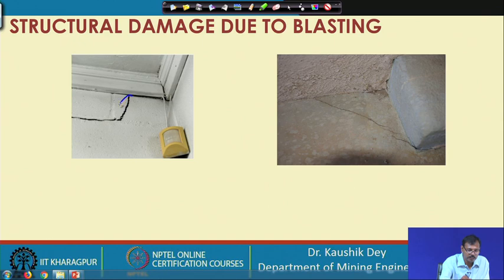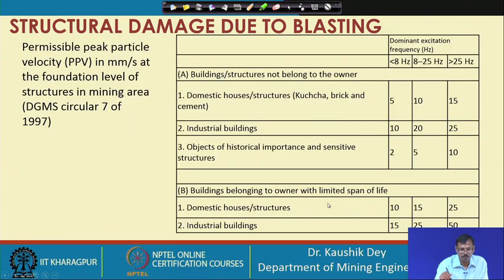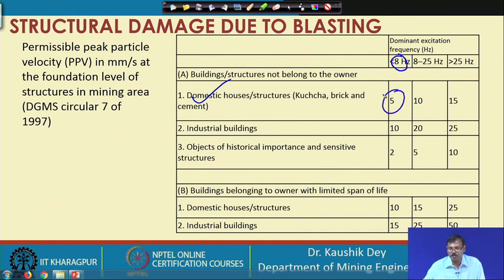You can see these are the cracks that occur at this position in the roof, corner of the roof. This is in the floor part, and this is basically the DGMS stipulated guideline, which must be followed, that no blast vibration should cross this limit. For the domestic houses where the blast vibration frequencies are less than 8 hertz, the allowable amplitude or the peak particle velocity is 5 millimeter per second. For the high frequency it is 15 millimeter per second.